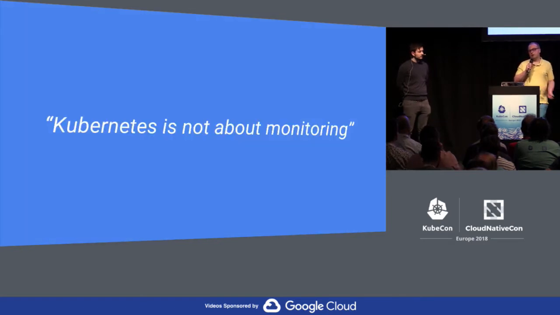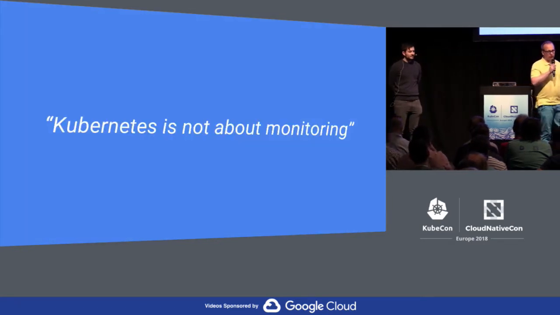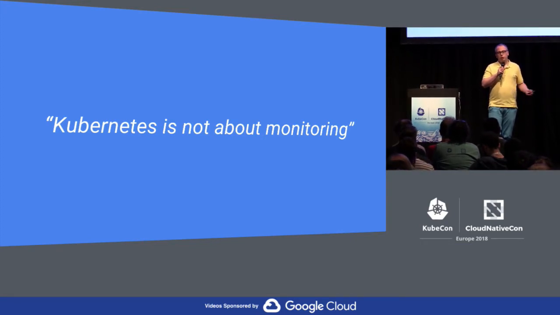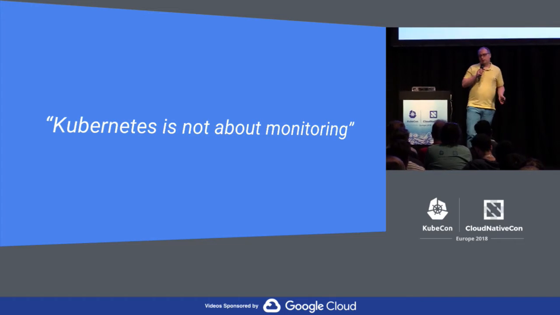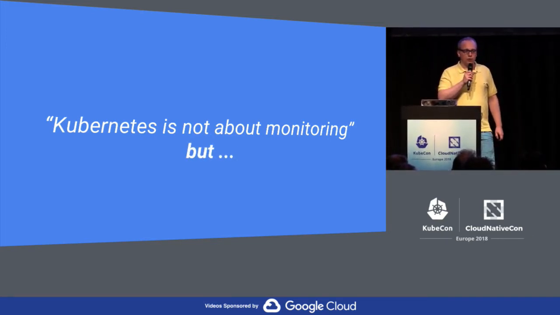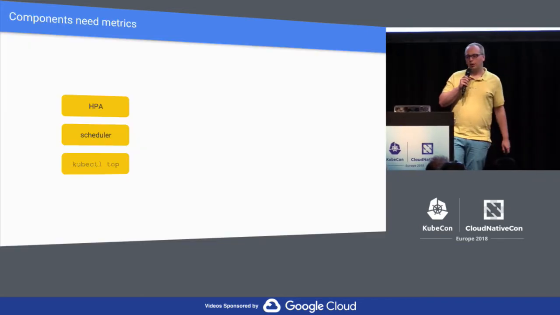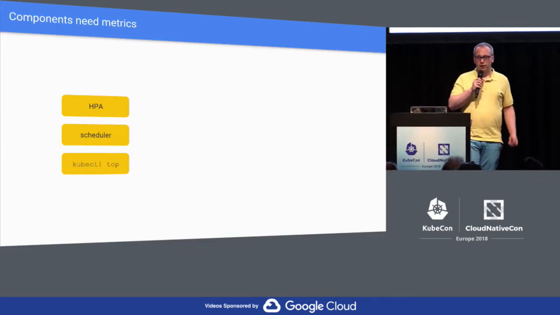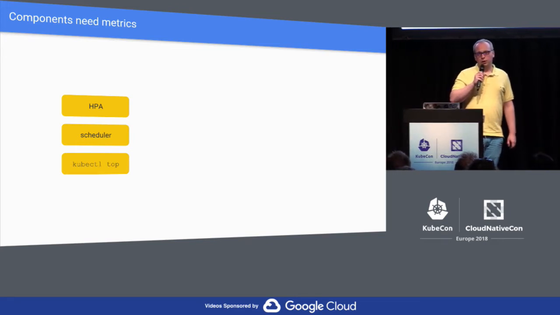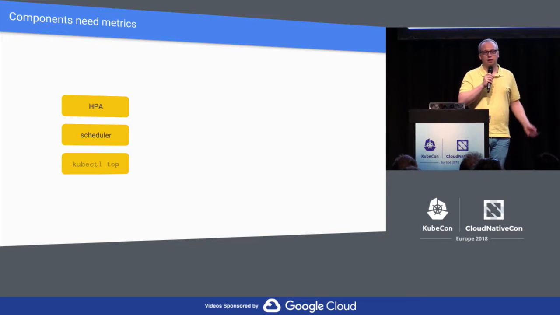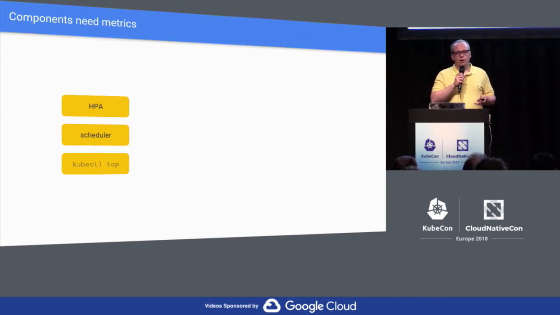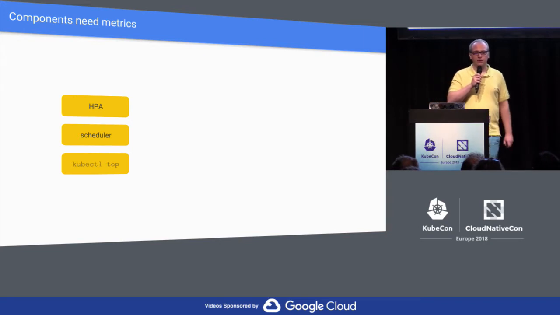Okay, so let's get back to Kubernetes. A few years ago, there were big discussions in the community about whether monitoring is a part of core Kubernetes, and the answer is no. Kubernetes is not about monitoring, but it offers some basic monitoring capabilities. Components like the horizontal pod autoscaler, scheduler, kubectl top, and Node require some basic monitoring in order to perform housekeeping operations and the other operations they are responsible for. So in order to have a fully working Kubernetes deployment, you need to have some monitoring.